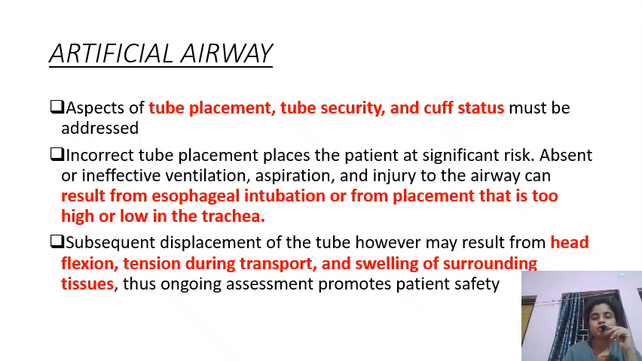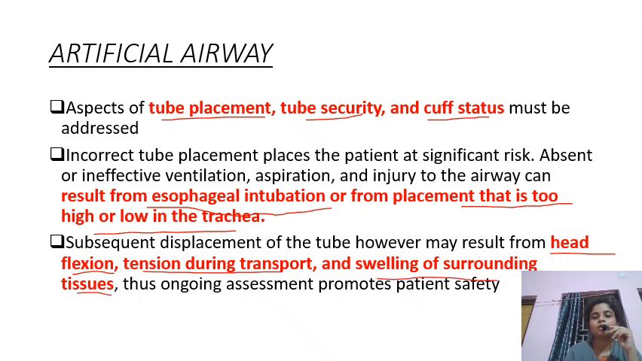Then what are the other managements of the artificial airway? Aspects of tube placement, tube security, and cuff status should be taken care of. Incorrect tube placement can cause ineffective ventilation, and esophageal intubation can also result. So always check the tube placement, whether it is too high or too low in the trachea. Subsequent displacement of the tube may result from head flexion, morning care, tension during transport, or swelling of surrounding tissues. There can be displacement of the tube. Either it may go more inside or it may come out. So these things need to be checked.